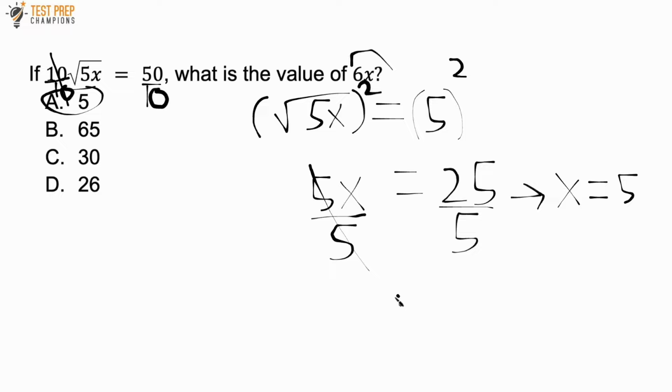But what we need to do is take it one step further here, and we need to do 6 times 5, because we don't just want to know x, we want to know the value of 6x. So 6 times 5 gives us 30. So the correct answer here is not A. The correct answer here is C, 30.